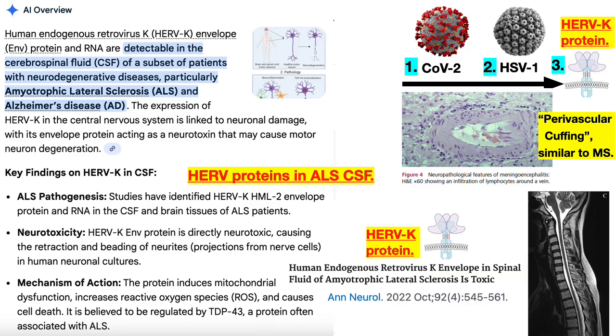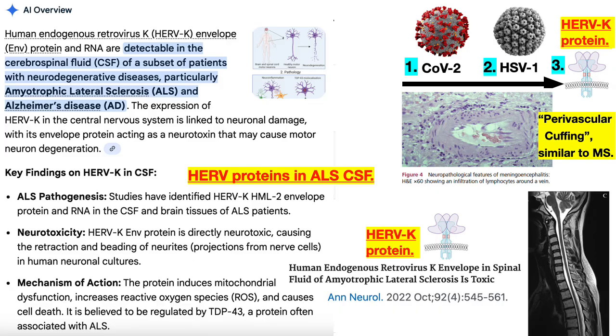Key findings on HERV-K in cerebrospinal fluid. ALS pathogenesis: studies have identified HERV-K HML2 envelope protein and RNA in the cerebrospinal fluid and brain tissues of ALS patients. Neurotoxicity: HERV-K envelope protein is directly neurotoxic, causing the retraction and beading of neurites, projections from nerve cells, in human neuronal cultures. Mechanism of action: the protein induces mitochondrial dysfunction, increases reactive oxygen species, and causes cell death. It is believed to be regulated by TDP-43, a protein often associated with ALS.